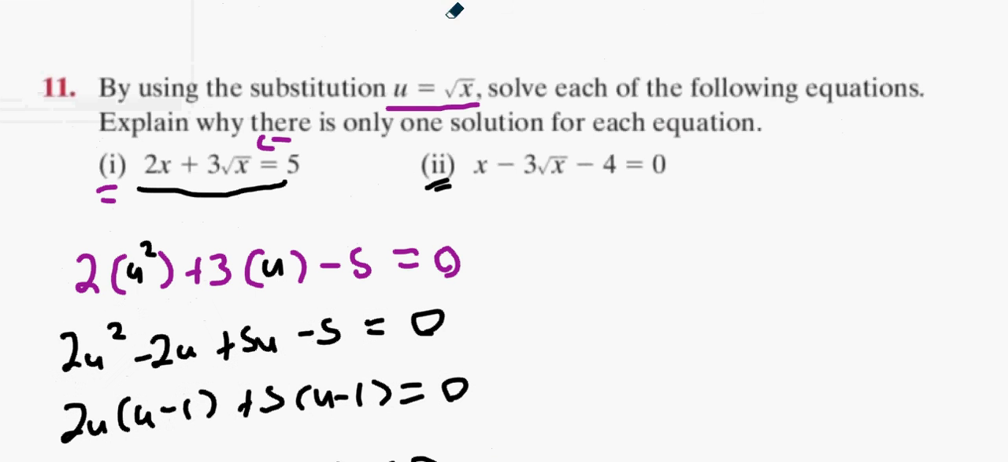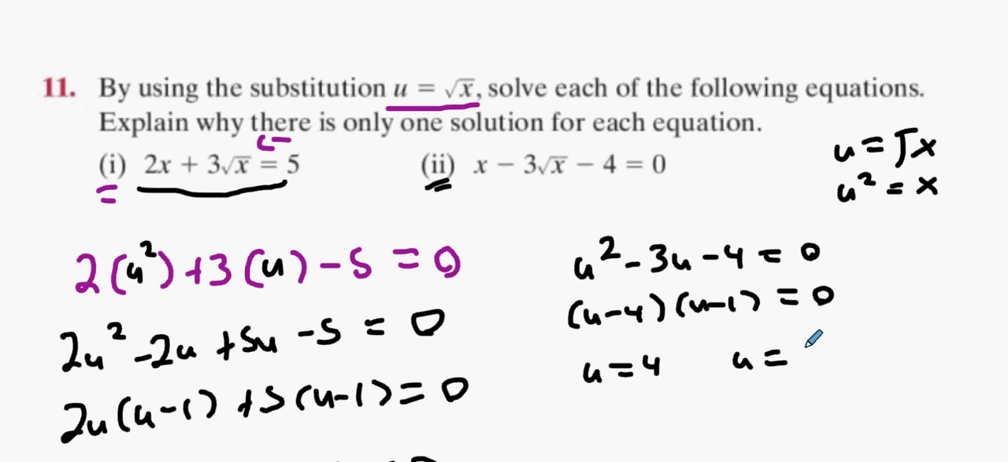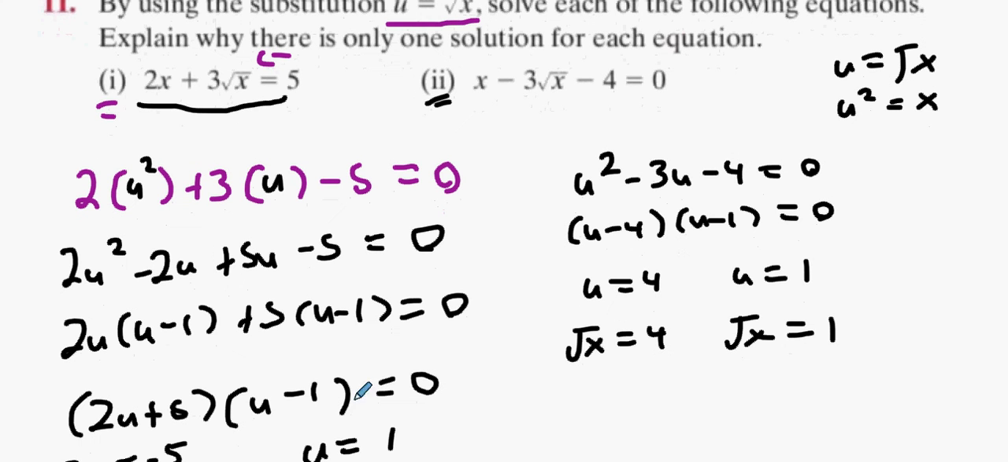So, 11 part 2. If u equals root x, this means when you square both sides, u squared equals x. This equation essentially becomes u squared minus 3u minus 4 equals 0. It becomes (u minus 4)(u minus 1) equals 0. u equals 4, u equals 1. The square root of x equals 4. The square root of x equals 1. Square both sides, you'll get x equals 16 and x equals 1.